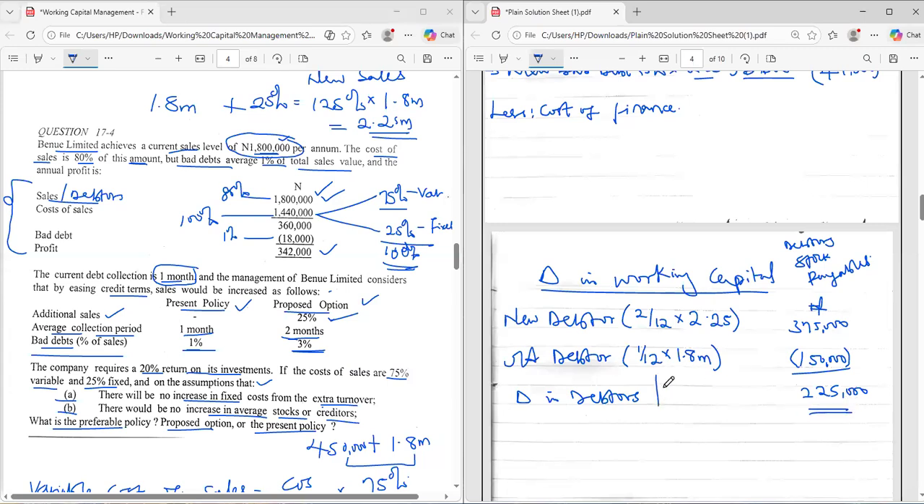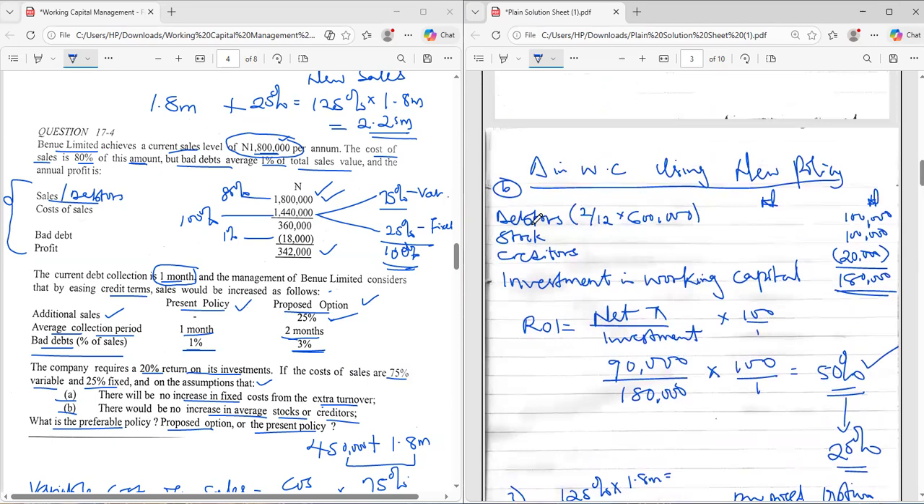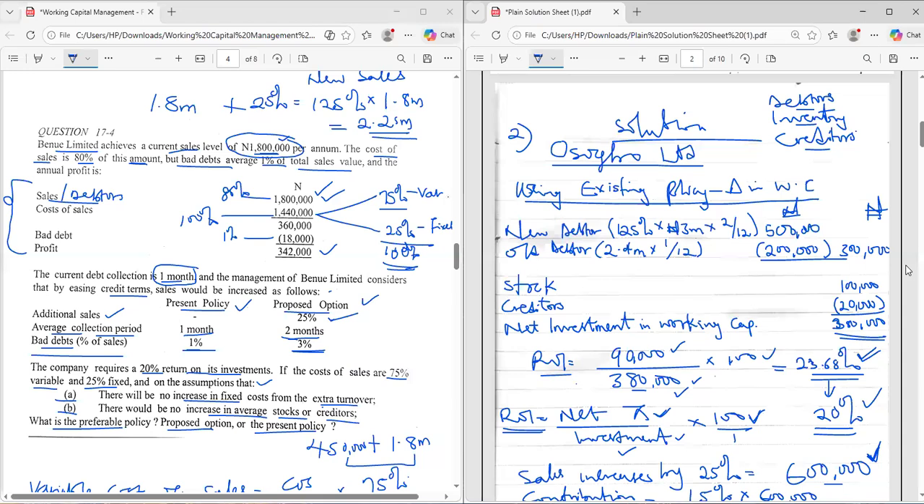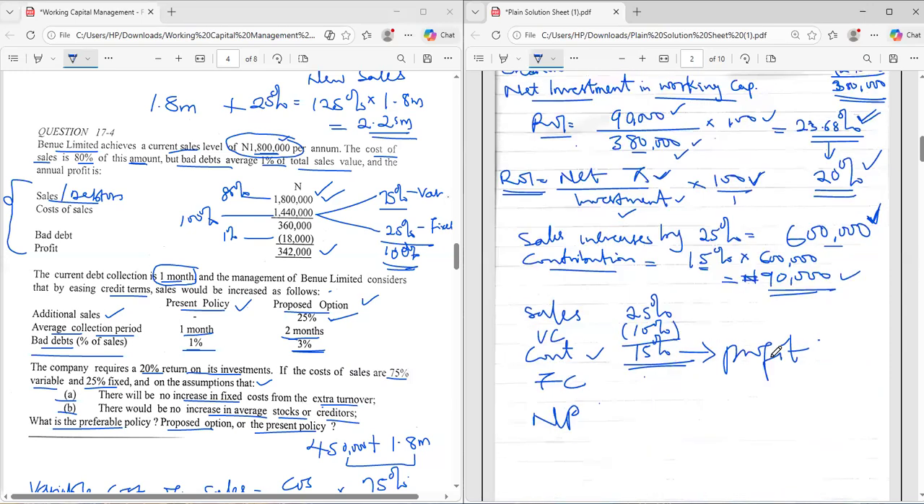So that is the same as the investment in working capital. We're going to spend an additional 225,000. What we did here is the same thing as what we have been doing before. Look at it, change in working capital: we work for debtors, work for stock, work for creditors. You understand? New debtor, old debtor, we got the change. But because there's no stock and creditor in the question, we are not proceeding. And that's the answer, our net investment in working capital.